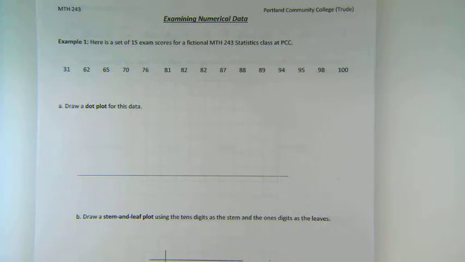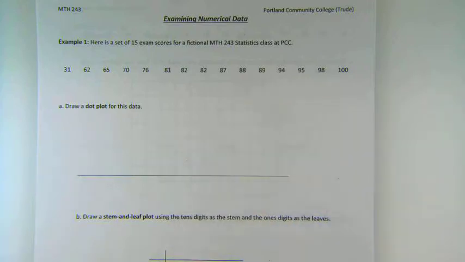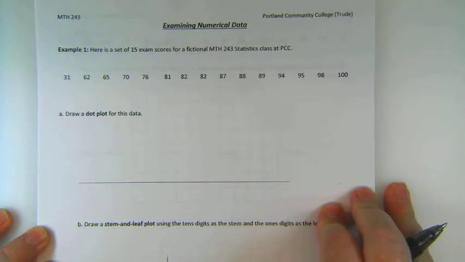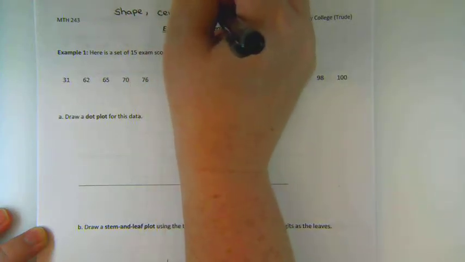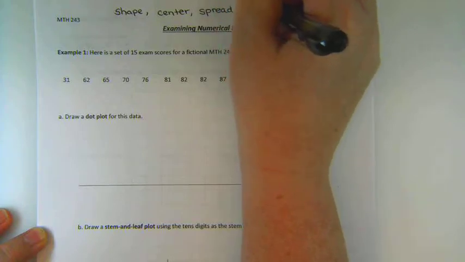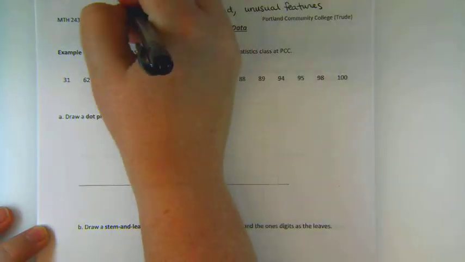All right, so what we want to look at here is numerical data. So we take our survey, we collect all of our information, and what's given to us is all numbers. Through these sections, when we have numerical data, there's 4 things that we want to examine: the shape of the data, the center of the data, the spread of the data, and any unusual features. So we're going to start here with just the shape of the data.